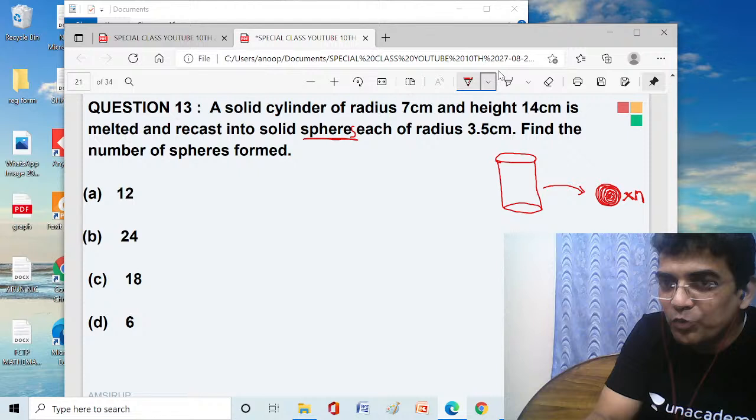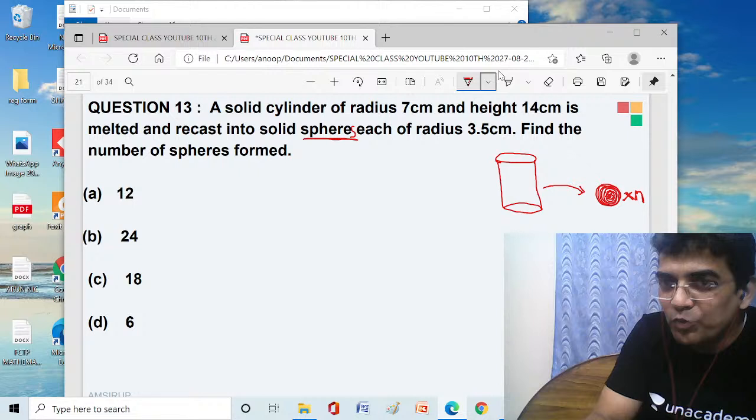So volume of a sphere is 4 by 3 pi r cube. Okay, let me write the dimensions here also to make it a little bit easy for us to understand. For the cylinder, they are saying radius is 7. So I am representing the radius of cylinder with capital R. Height 14. So height h is 14. And for a sphere, they are saying that the radius is 3.5.